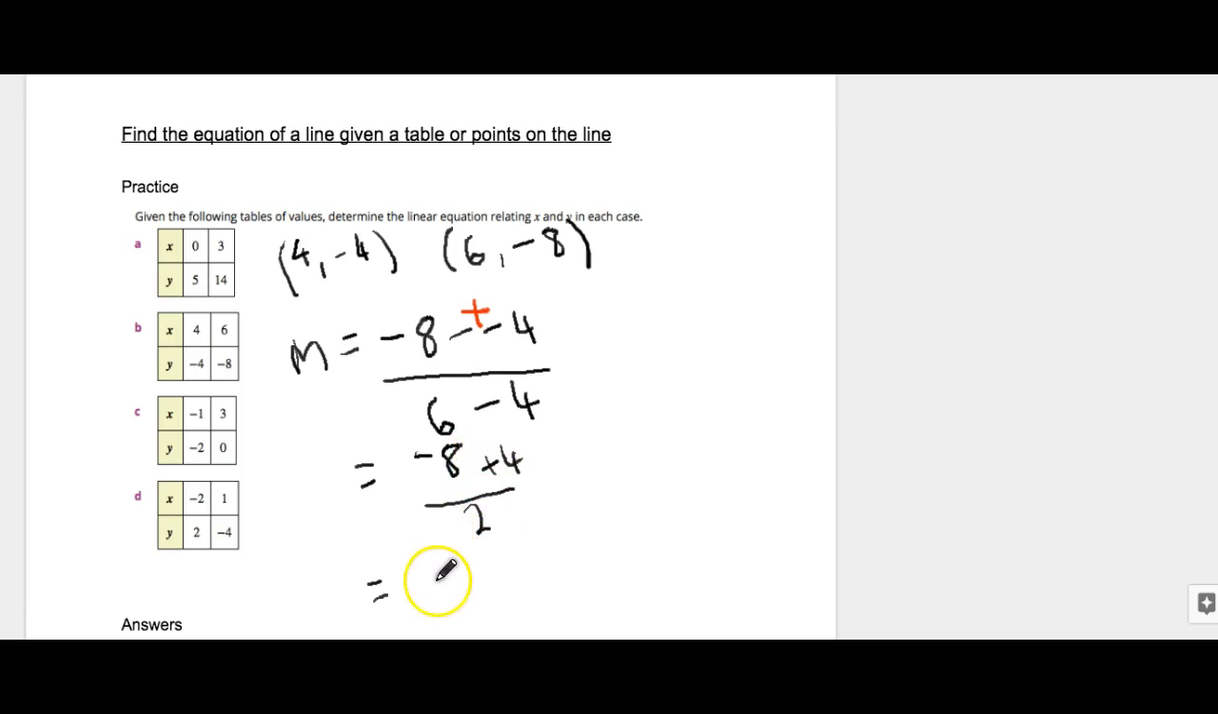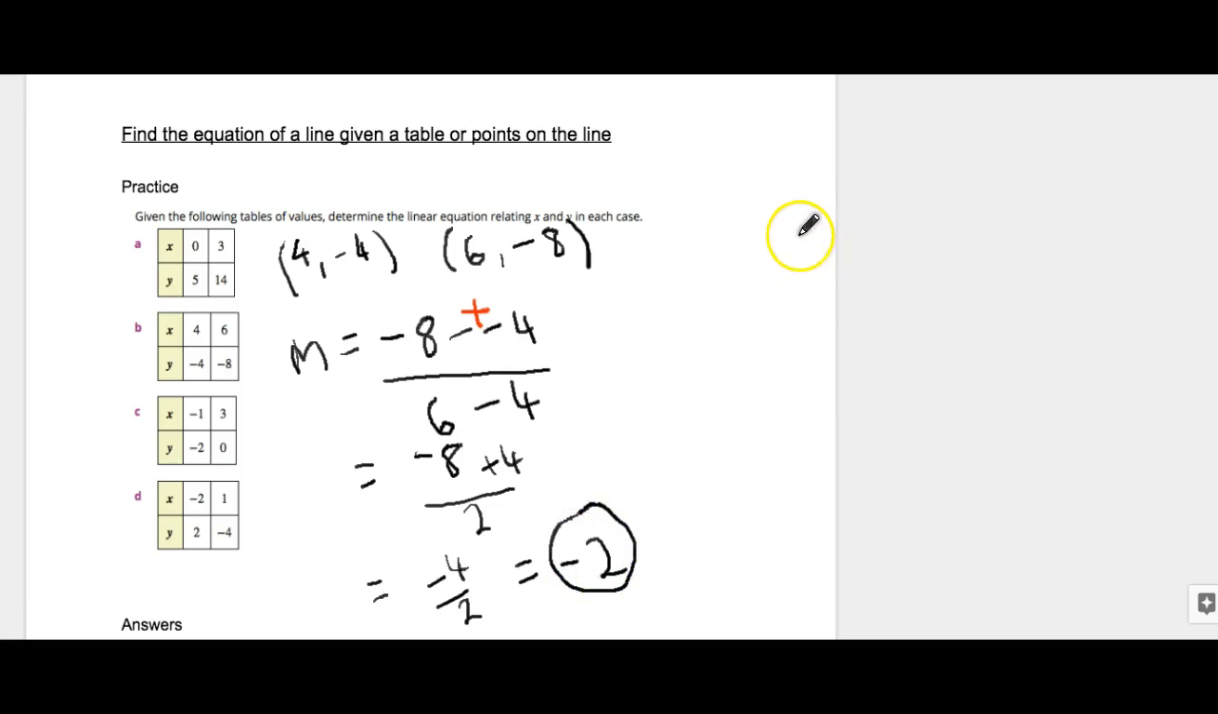-8 plus 4 is -4 over 2. Now, if at any stage you need to use a calculator, that's fine. You don't have to do all of this by hand, and that is equal to -2. So my gradient is -2. So I might just circle that so it doesn't get lost.